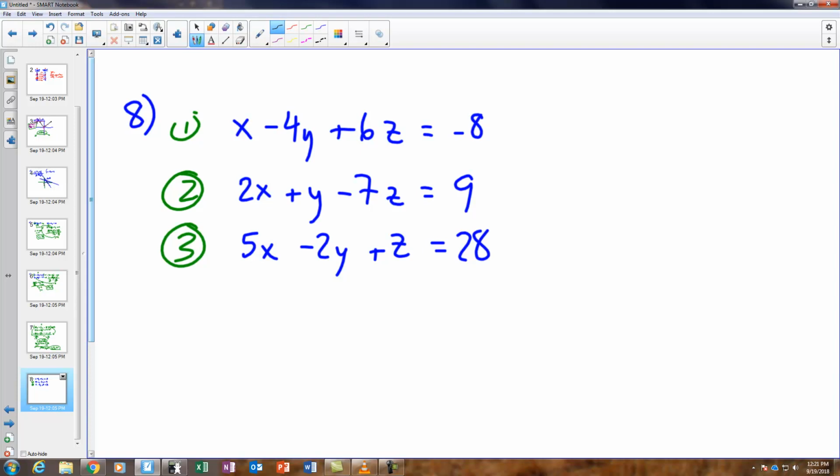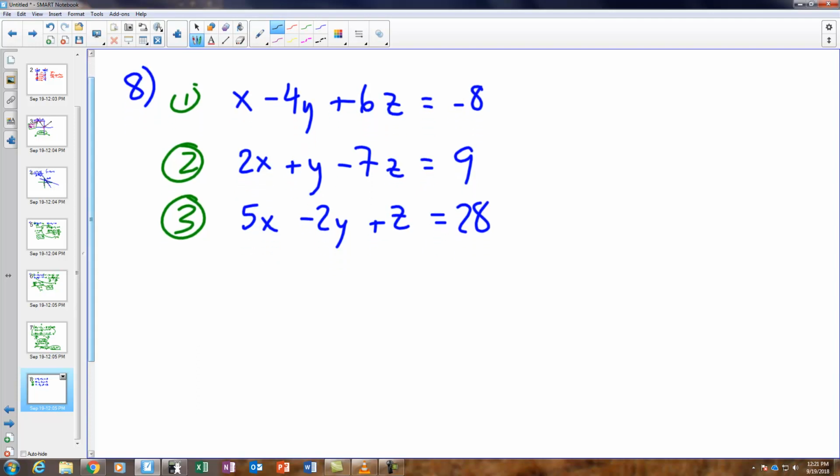I am going to choose to get rid of y. I like the 2, the 4, and the 1. I think those are all easy to work with. So for me, I'm going to start this problem by taking equation number 2, okay, times 2, and equation number 3, just the way it is. That's going to make my y's cancel, because I'll get 4x plus 2y minus 14z equals 18.